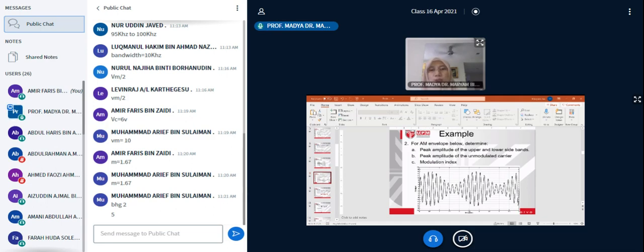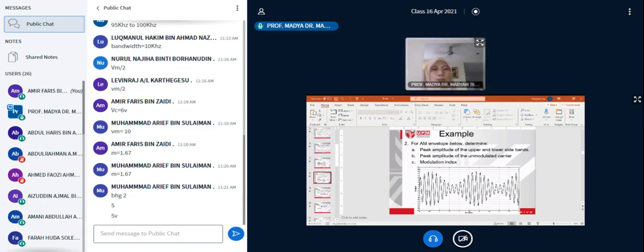Okay, which is 5 volt. Let me see. This axis, the y axis is the voltage. So you have to answer in full, which is volt, and the x axis is time. This is time based, because when you see sinusoidal, it is time based. All right, so it's 5 volt. And the unmodulated carrier.